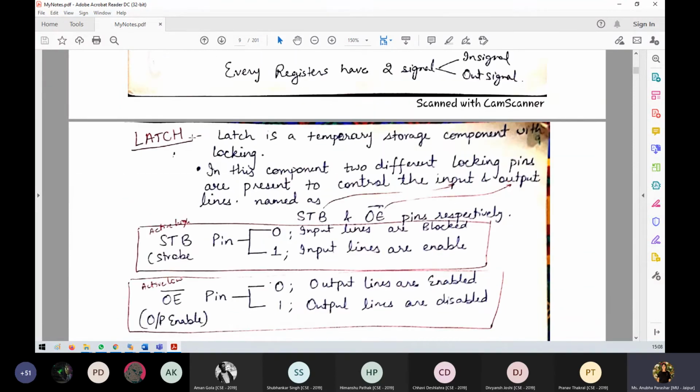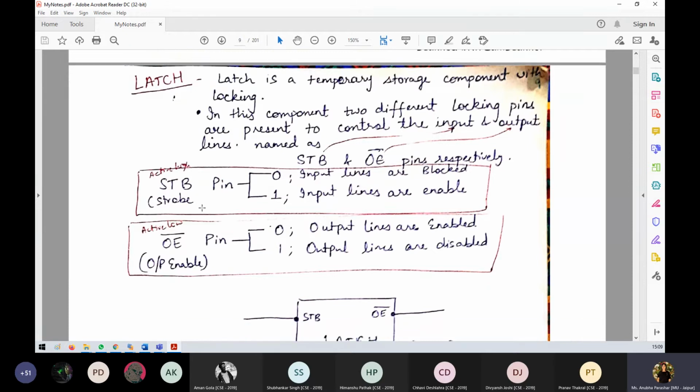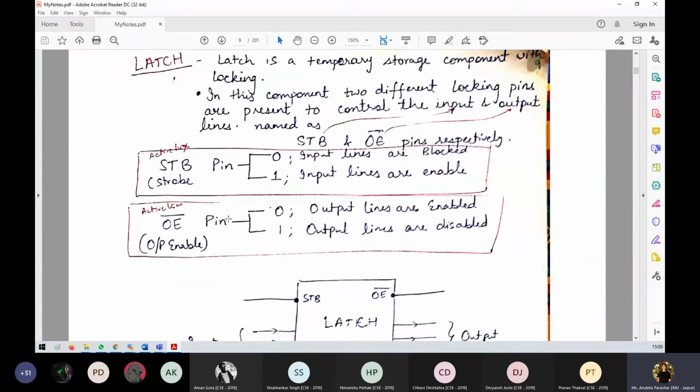Whereas a latch provides a locking system. That means it will tell when data is to come and when data is to be blocked. So to enable the data, we use this STB pin, and active low means we are not enabling it. So it is for storage. Let's say we want to store the data. For that you can make the enable or disable pin.